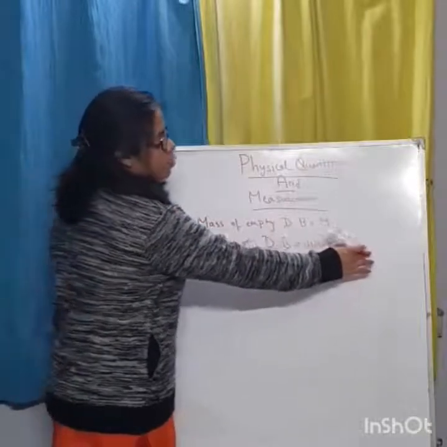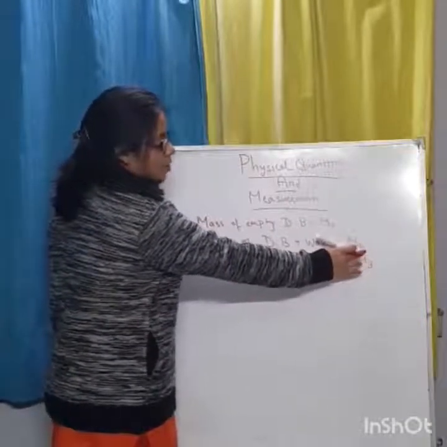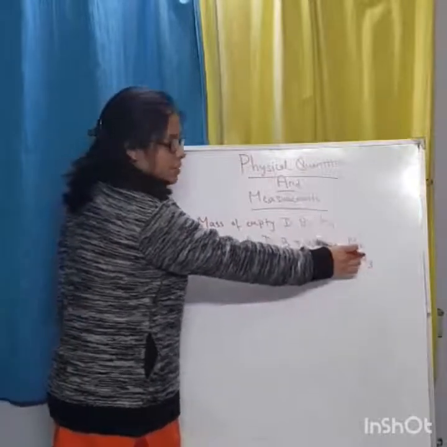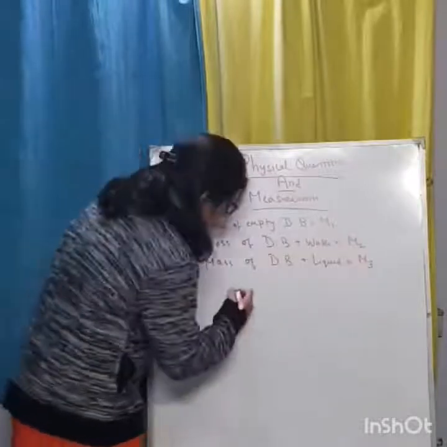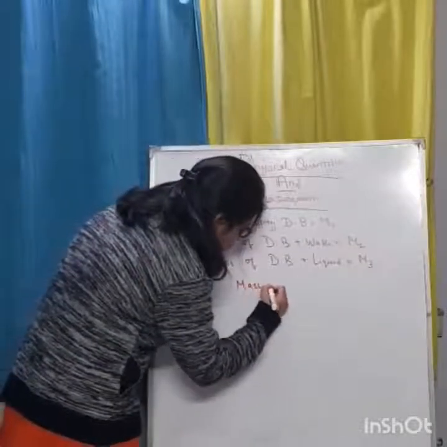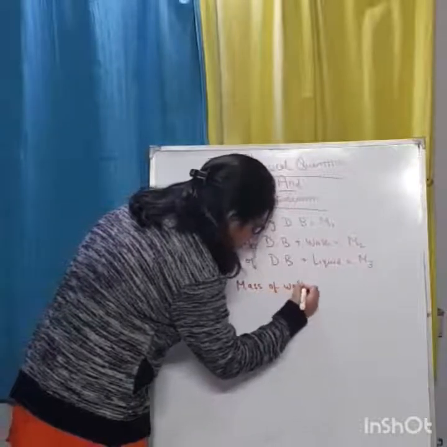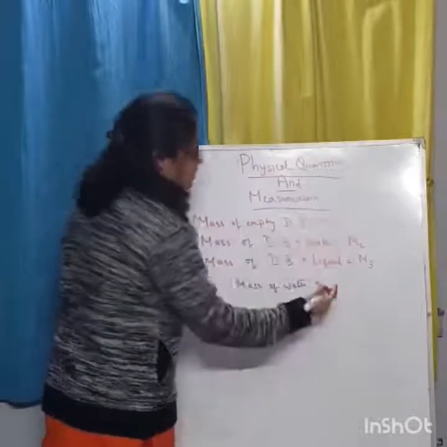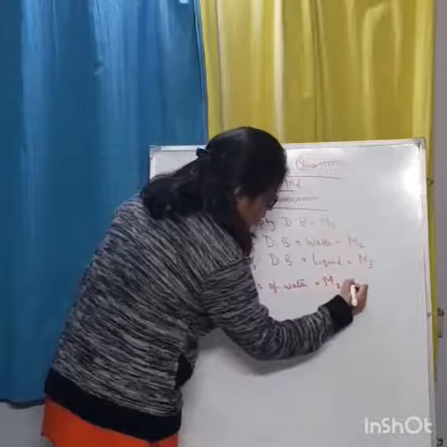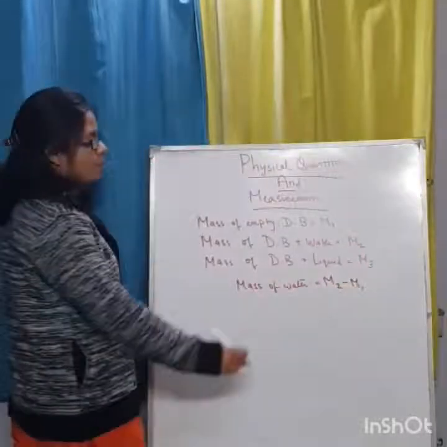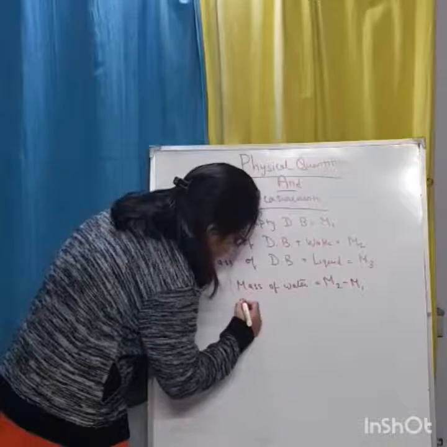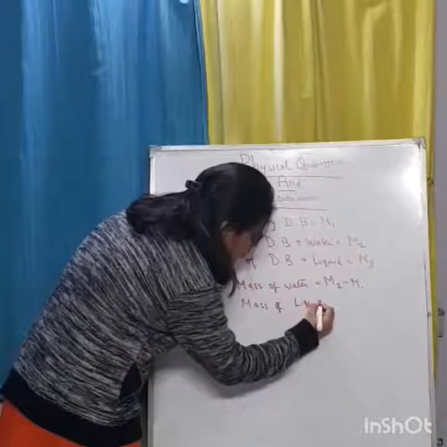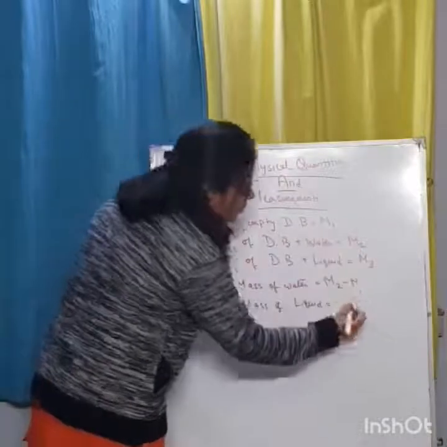Now from this we can easily find what is the mass of only water. Mass of only water will be M2 minus M1. Mass of water plus density bottle, we will subtract the mass of the empty density bottle from the mass of density bottle plus water. So mass of water is the mass of density bottle plus water minus mass of density bottle, that is M2 minus M1. Similarly, what will be the mass of the liquid? Mass of liquid will be mass of density bottle plus liquid minus the mass of empty density bottle, that is M3 minus M1.